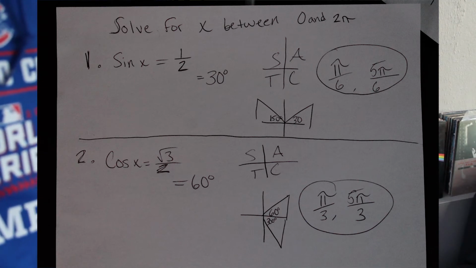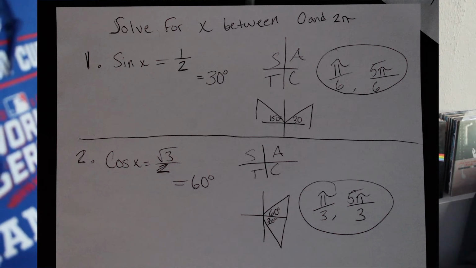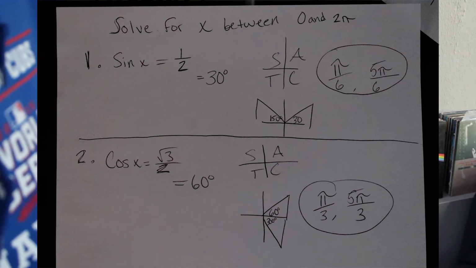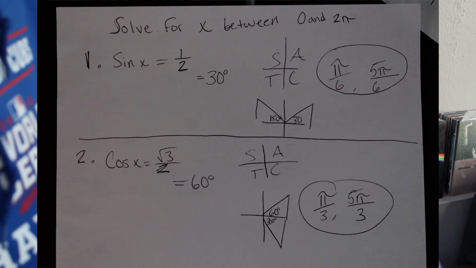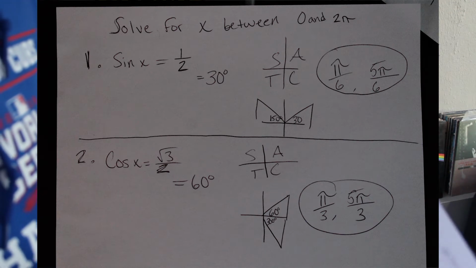So it would be 30 degrees and 150 degrees. And also, since we all memorized our unit circle very well, we know that it's pi over 6 and 5 pi over 6. Okay, now on to our second problem.